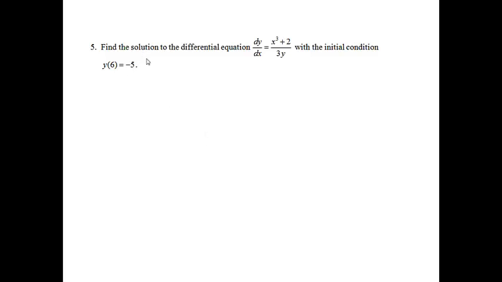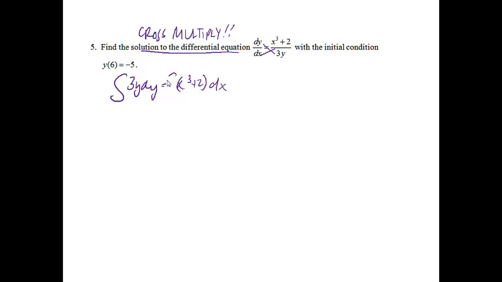Okay, problem 5. Find the solution to the differential equation dy dx equals x cubed plus 2 over 3y with initial condition y of 6 equals negative 5. The second you see the words solve the differential equation, hopefully what was blaring out in your mind were the words cross multiply. So that's exactly what I'm going to do. I'm going to get 3y dy is equal to x cubed plus 2 dx. I already have my variables on the right sides, so I'm ready to take the integral to get rid of the dy and the dx.